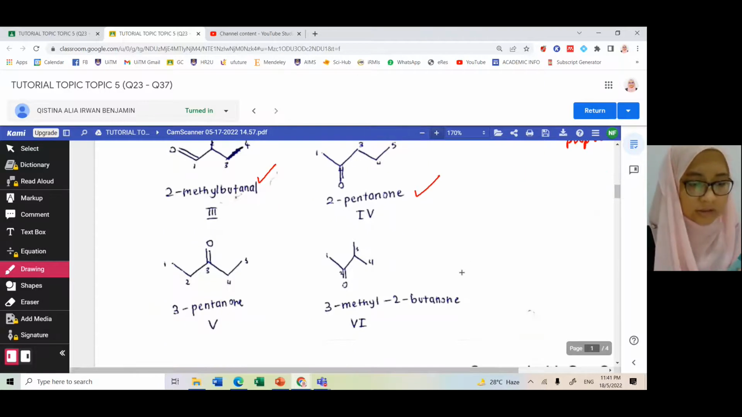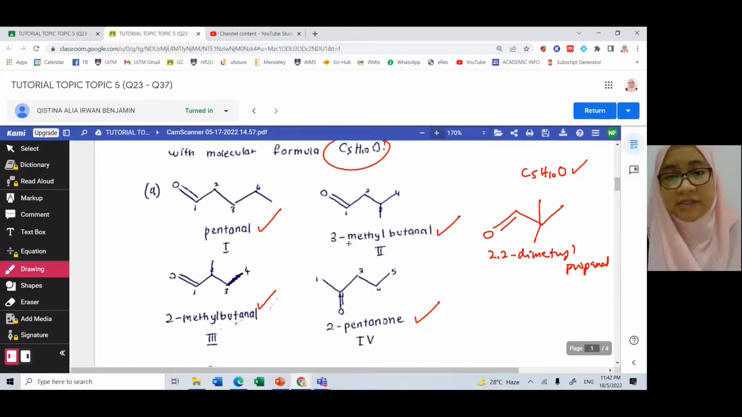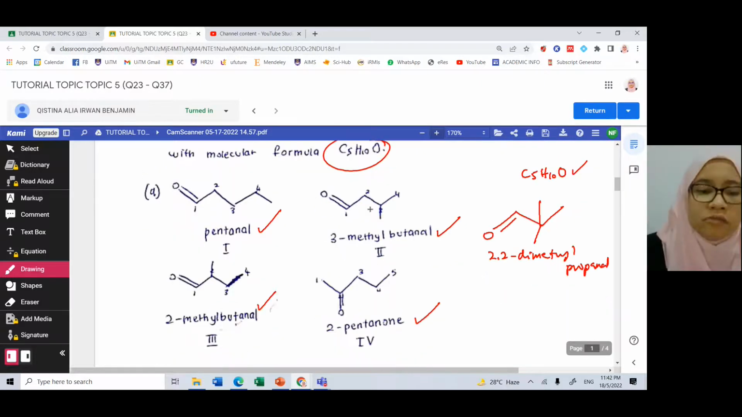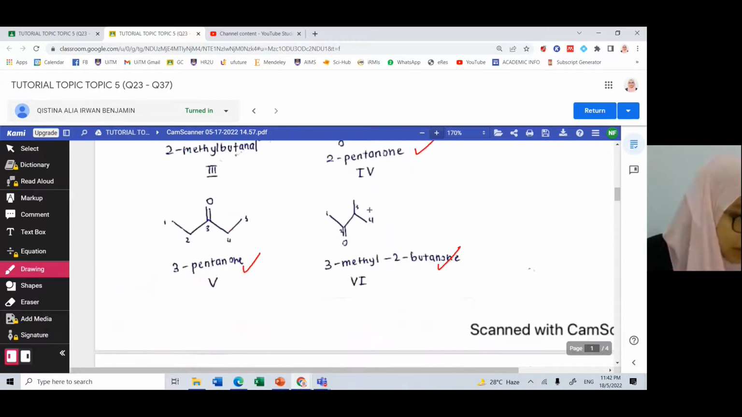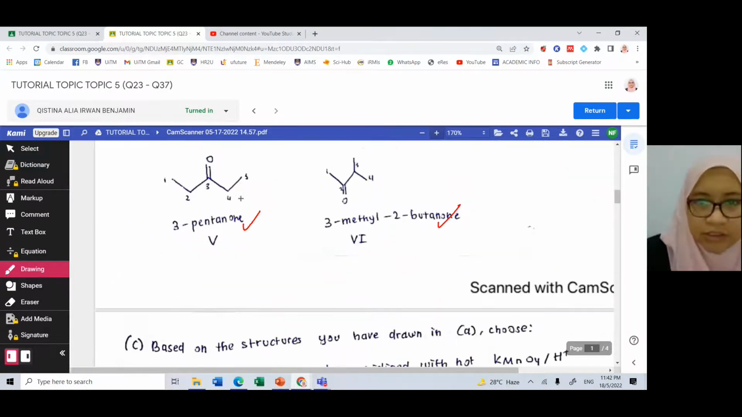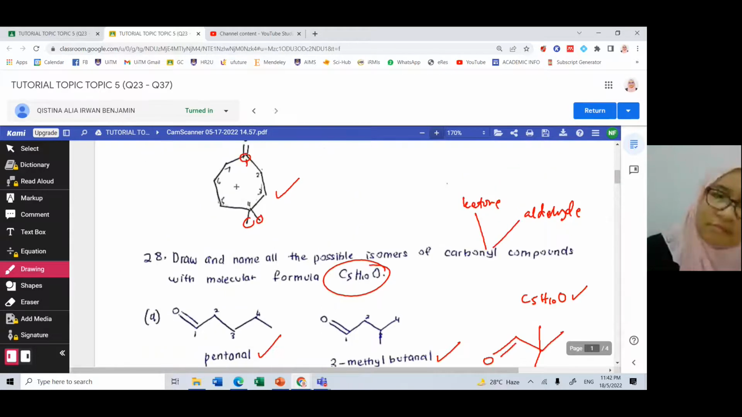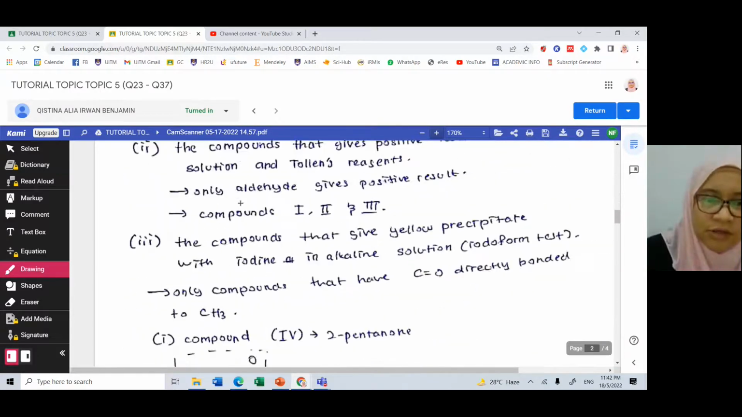Is it? Yeah. 2-pentanone, 3-methyl 2-butanone, also correct. And then we also have 3-pentanone. So the drawings are all correct. These are ketones. So we have 4 aldehydes and 3 ketones that satisfy this chemical formula. Okay, question B. Based on, this is C. Where is B? Maybe Christina missed out the B.